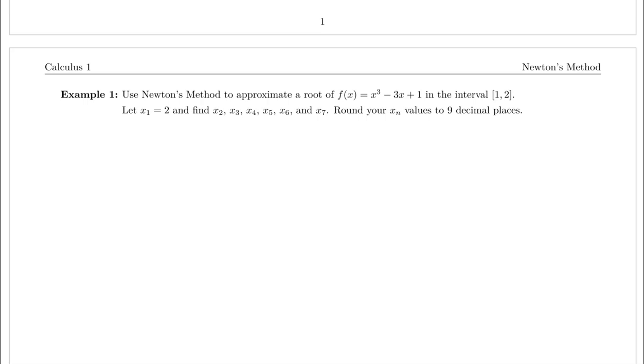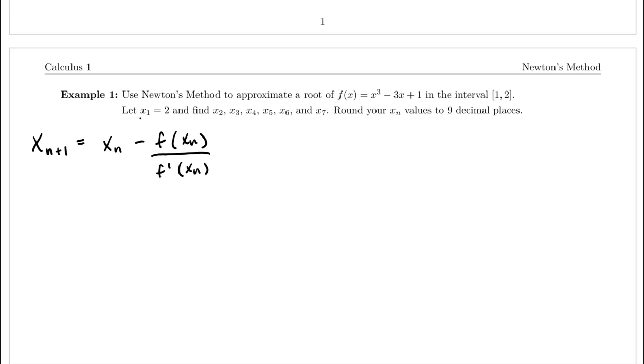Round your x sub n values to 9 decimal places. Okay, so let's just rewrite the formula. I have x sub n plus 1 is equal to x sub n minus f of x sub n over f prime of x sub n.